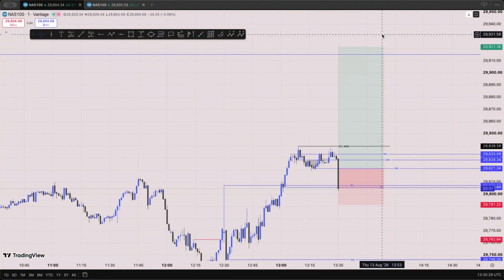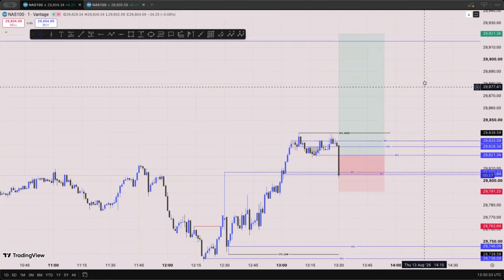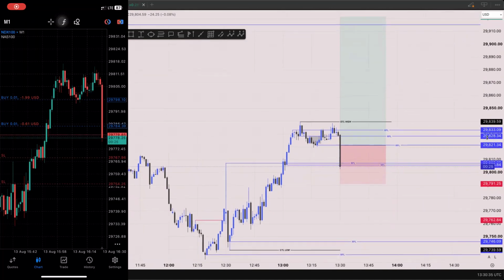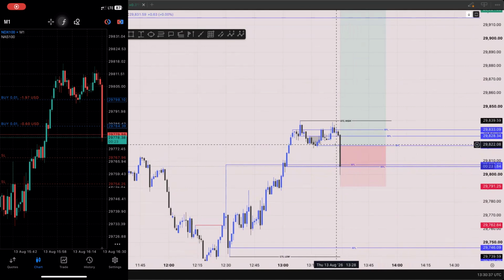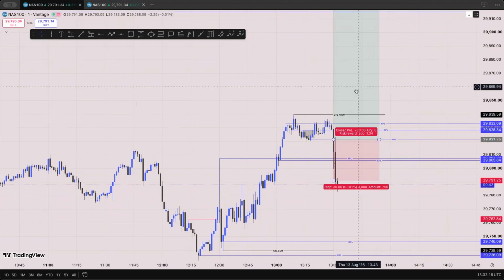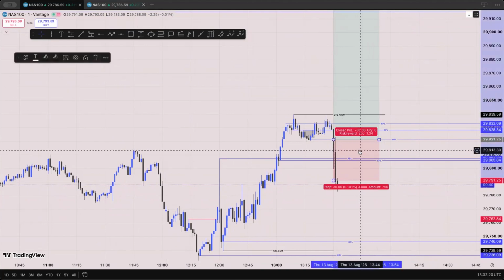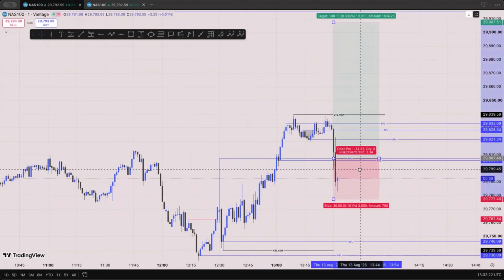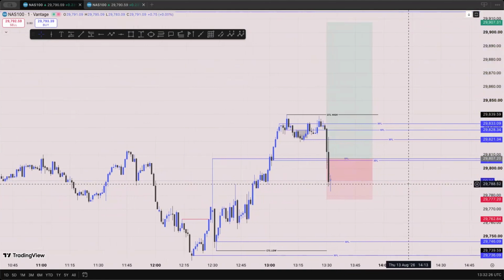Okay, so I'm in two positions now. Let me screen record this. I'm in two positions now. The first entry was here and the second entry was here. So let's see how this plays out. First stop loss just got hit. This trade just hit stop loss. So the second entry is the active one. So let's see how that one plays out.